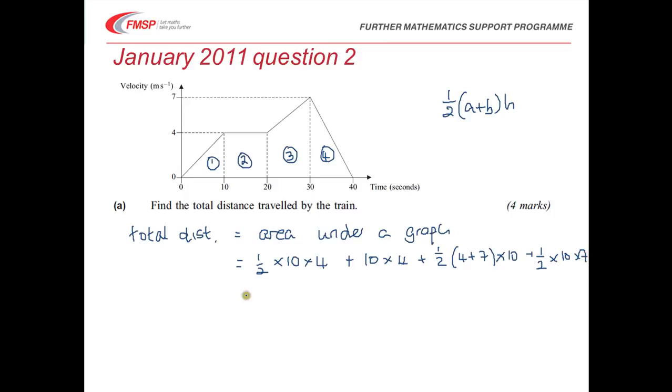So if we work all that out, we end up with 20 plus 40 plus 55 and 35, and that gives us a total distance of 150 meters.